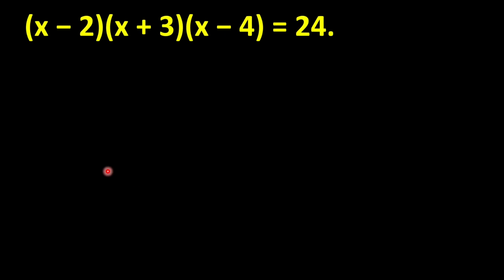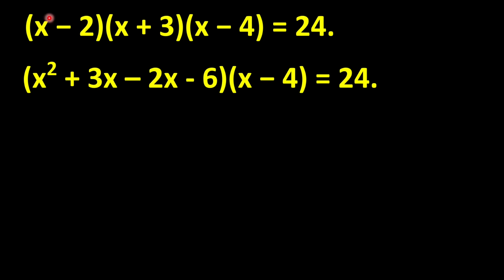So this is our given question, (x − 2)(x + 3)(x − 4) = 24. First we will multiply the first two terms, and after that we will multiply the third term. So x times x becomes x squared, then x times 3 is 3x, then minus 2x, and then minus 2 times 3 is minus 6. Now x squared plus 3x minus 2x equals x, and minus 6.